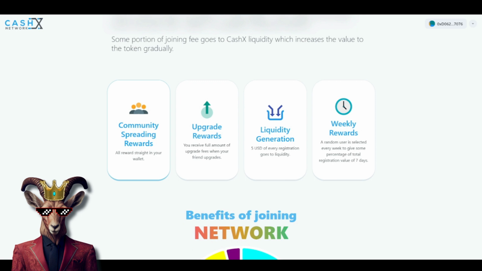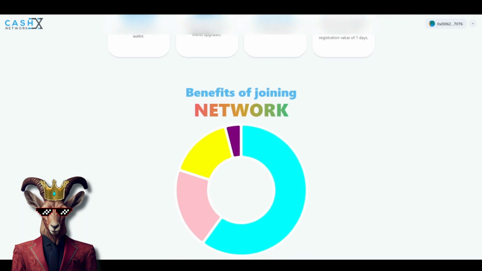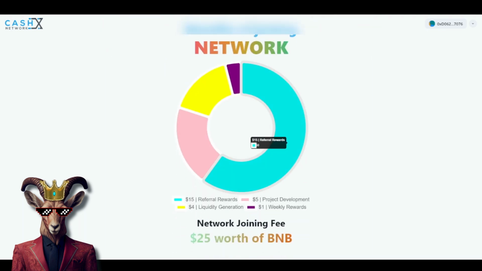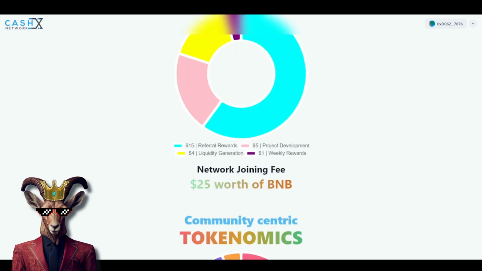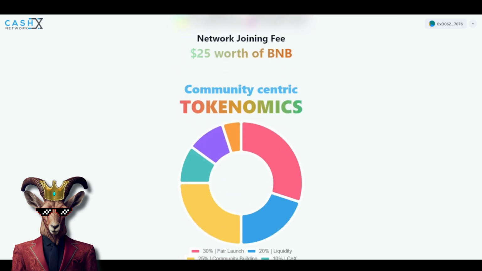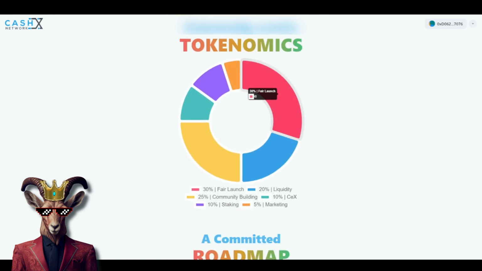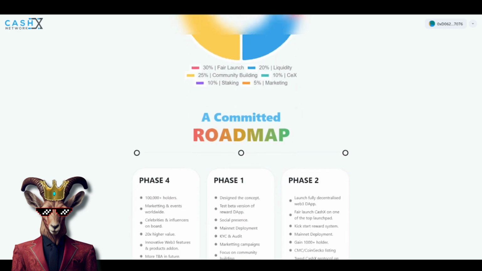So you guys will see community spreading rewards, upgrade rewards, liquidity generation, and weekly rewards. So benefits, $15. We got 5 for project development, 4 for liquidity generation, and 1 for weekly rewards. So, which is big. And you guys will even see network joining fee, $25 worth of BNB. Community-centric tokenomics. We got the fair launch, 30%. We got liquidity at 20%. Community building, 25%. Centralized exchange listing at 10%. Staking, 10%. And marketing at 5%.